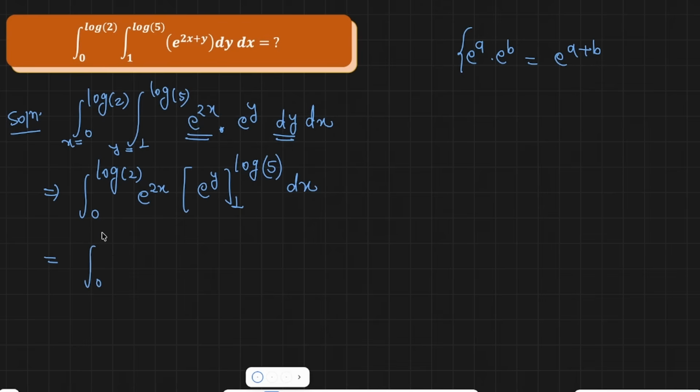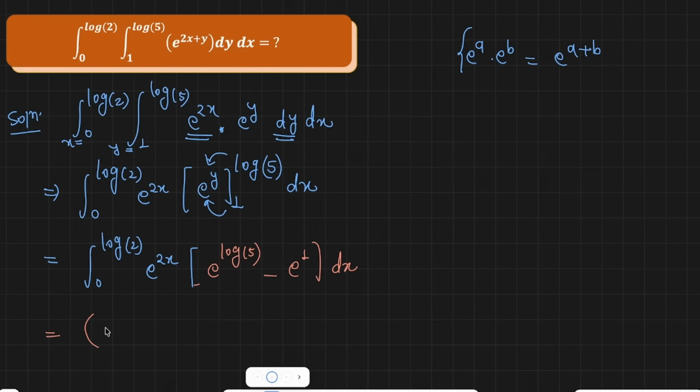Now it is 0 to log of 2, this is e to the power of 2x. Now you put the limit: upper limit minus lower limit, so it will be e to the power of log 5 minus e to the power of 1, this will be dx. That is constant, I can take it outside, so it will be 5 minus e, because log and e get cancelled, then this will be 5. So it will be 5 minus e times the integral from 0 to log of 2 of e to the power 2x dx.